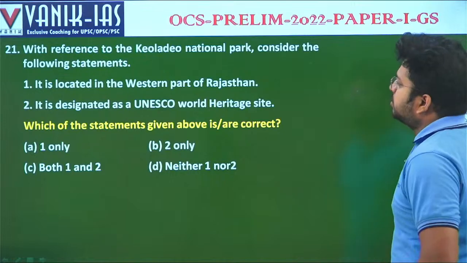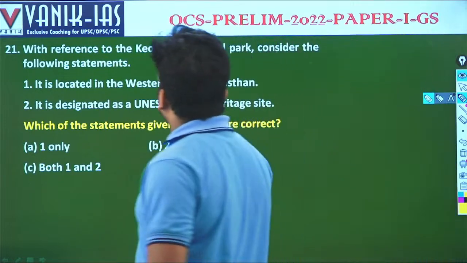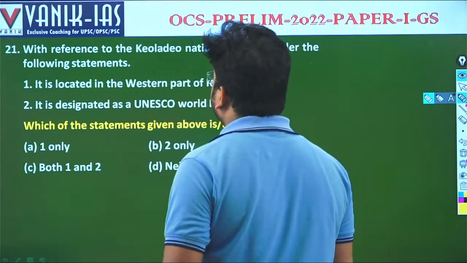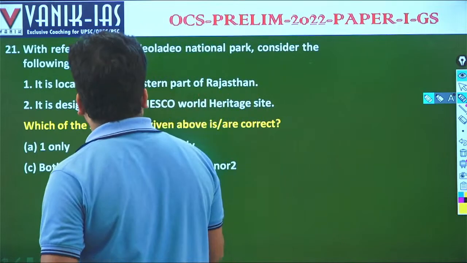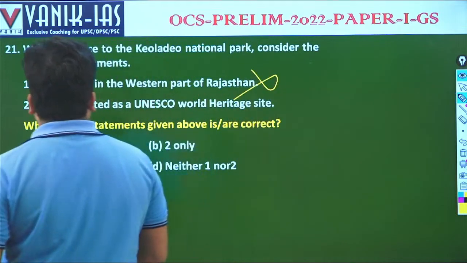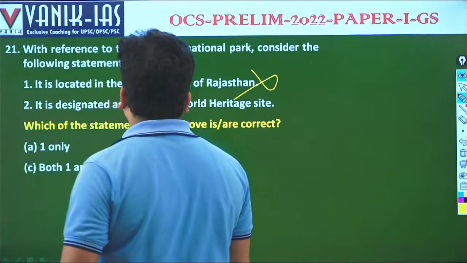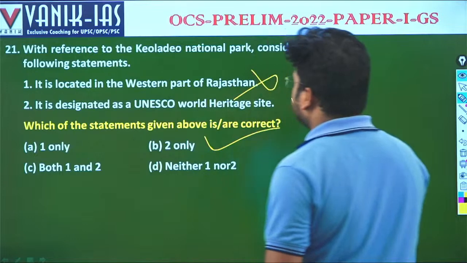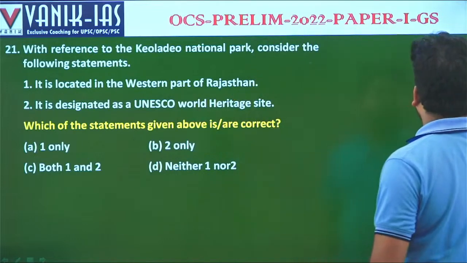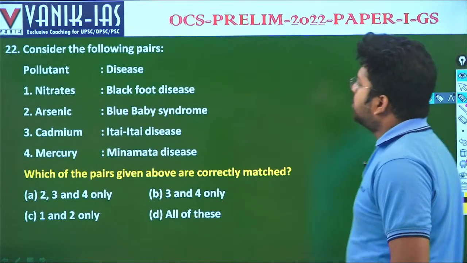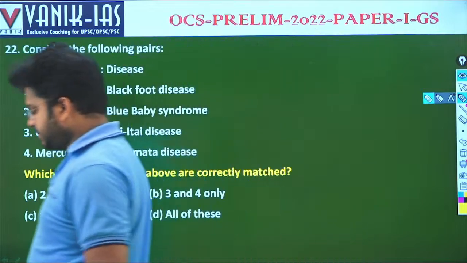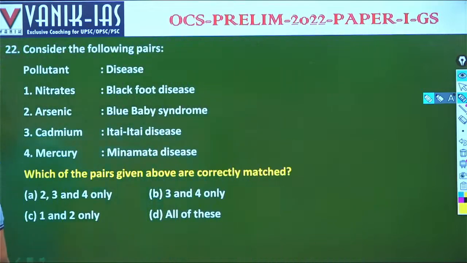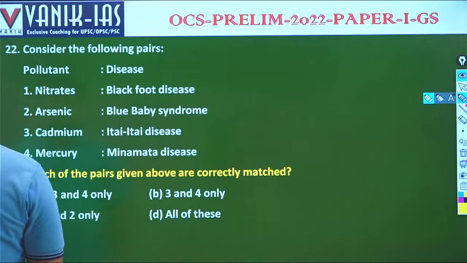With reference to Keoladeo National Park, consider the following statements. It is located in the western part of Rajasthan. This is wrong, it is in the northern part of Rajasthan. It is designated a UNESCO World Heritage Site. This is right. 2 only is the answer. Consider the following statements. Pollutant.